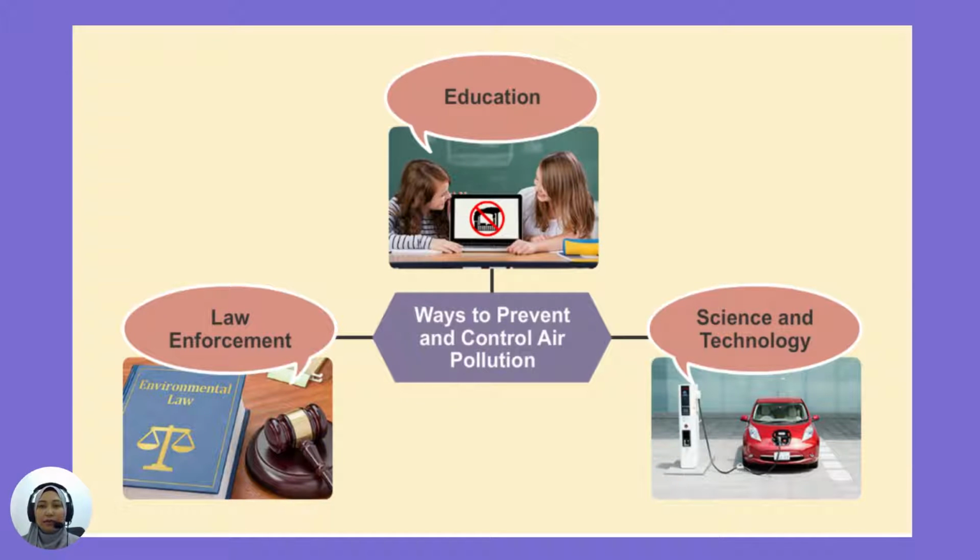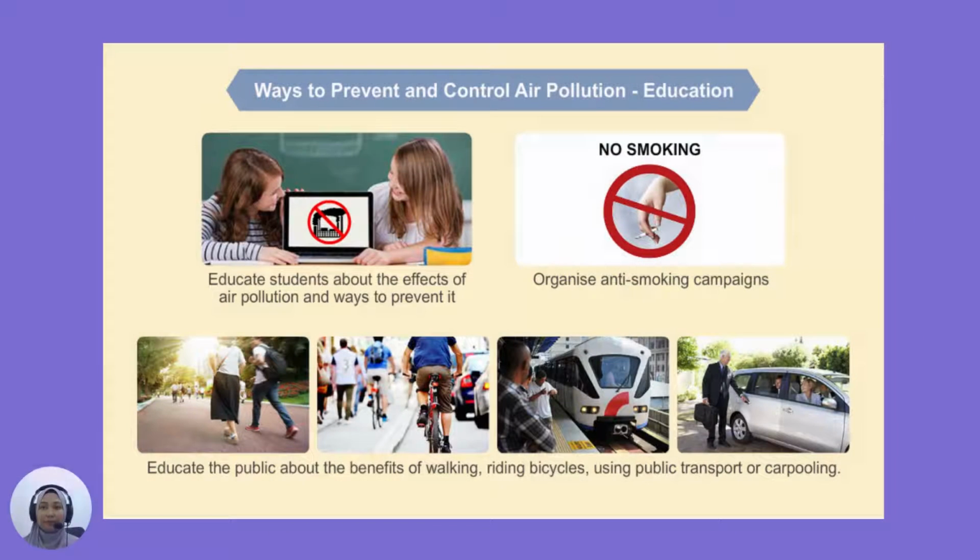Okay, as for the conclusion, here are a few ways on how to prevent and control air pollution. The first one, through education. Next, through law enforcement. And the last one, through science and technology. Education. Educate students about the effects of air pollution and ways to prevent it. Next, organize anti-smoking campaigns. Educate the public about the benefits of walking, riding bicycle, using public transport, or carpooling.